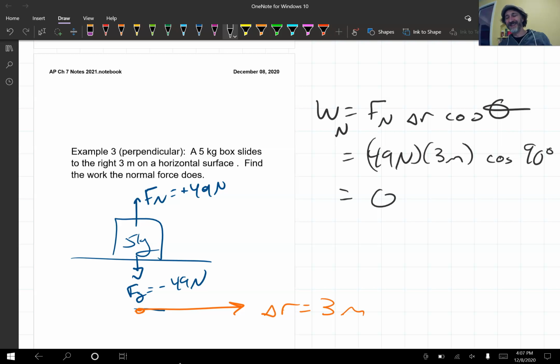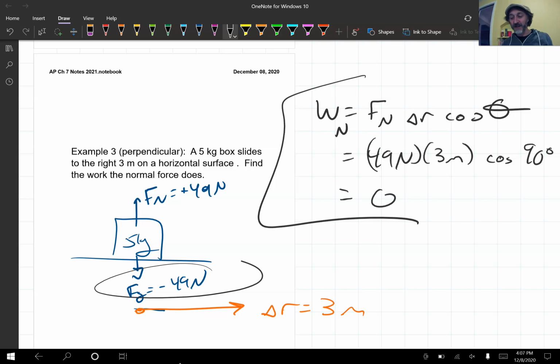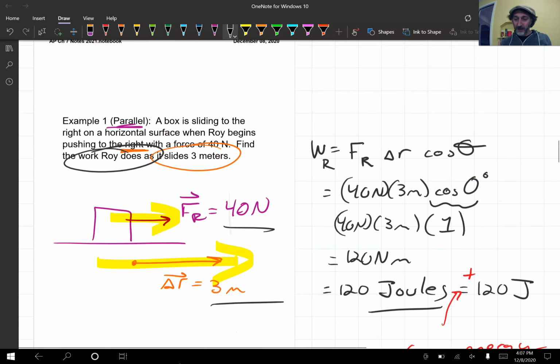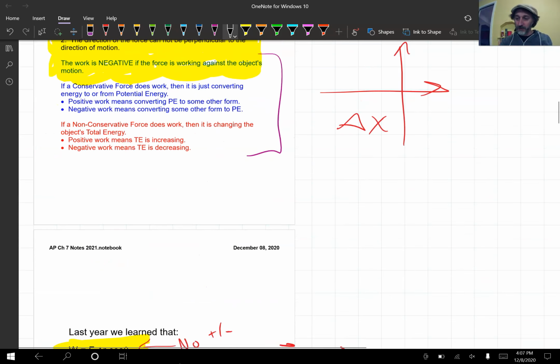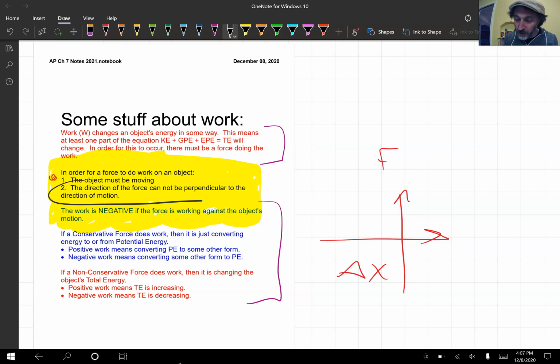It doesn't mean that other forces might not do work, but the normal force in this example does not. And similarly, gravity also will not do work for the same reason. So that is what I talked through back here about the important points about work: the direction of the force can't be perpendicular to the direction of motion.